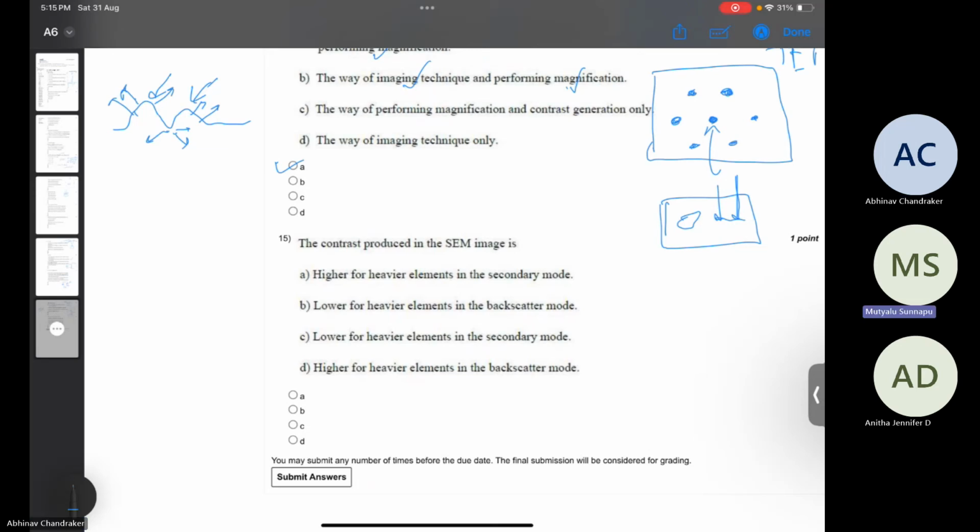Either A or D, sir. A or D. Okay. I think not secondary, I think backscatter. I think higher for that, D. The contrast produced in the SEM image is higher for heavier elements in the backscatter mode. I think maximum 90% it is D.